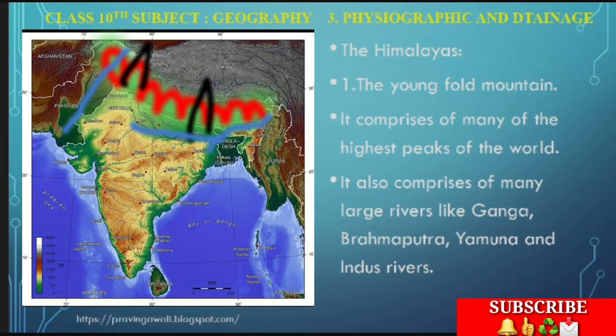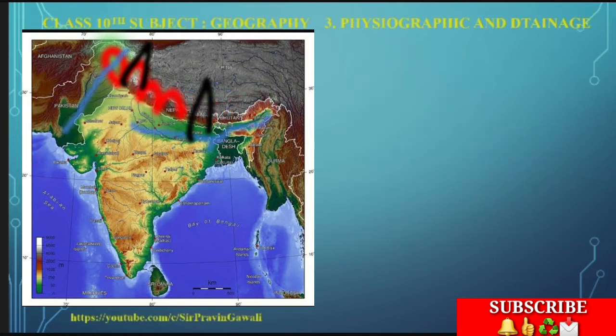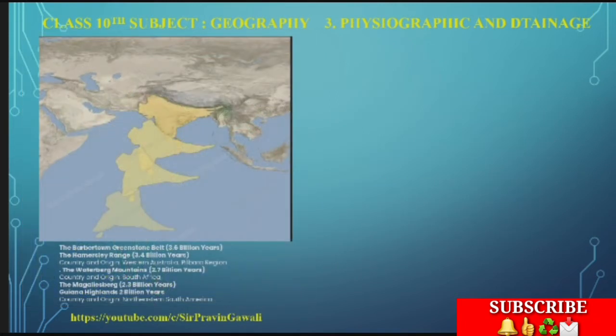Students, we know that in Himalayas we see the highest peaks of the world. For example, Mount Everest is one of the highest peaks in the world. Its height is 8848 meter. Okay. So students, Himalayas comprises many of the highest peaks of the world, as well as many large rivers too, like Ganga, Brahmaputra, Yamuna and Indus river. Okay students, have you understood? Very good.